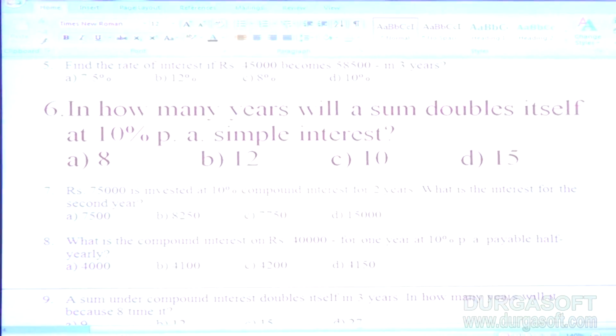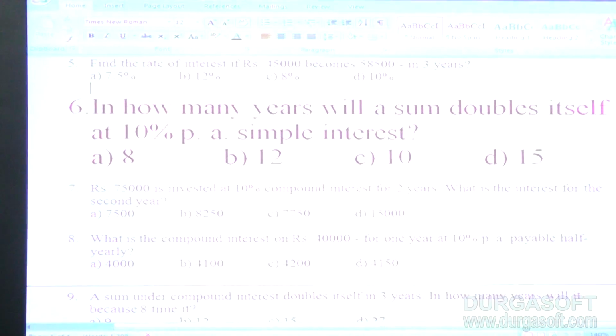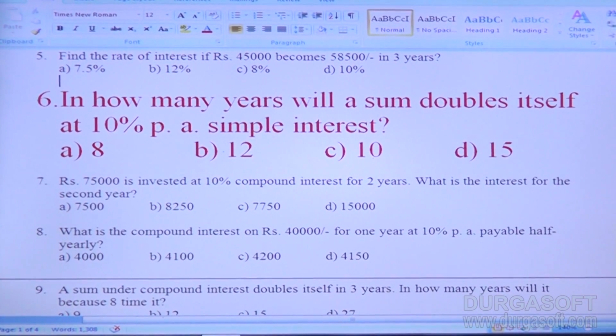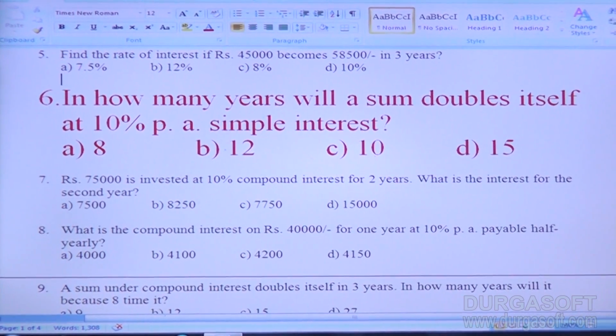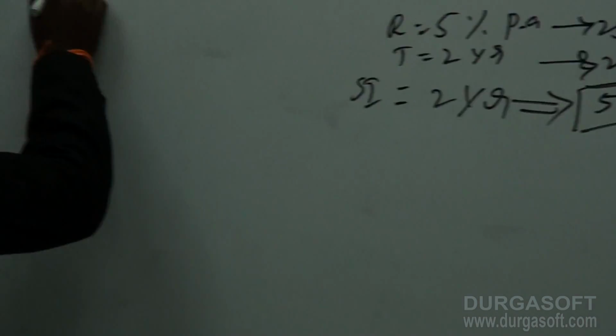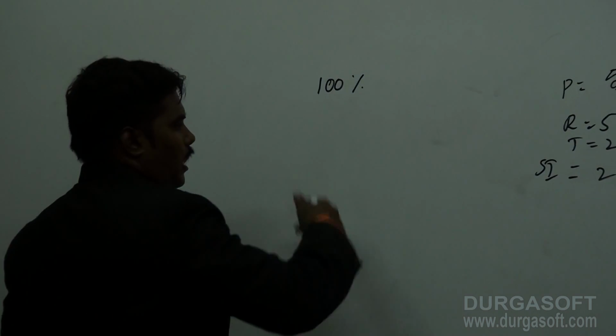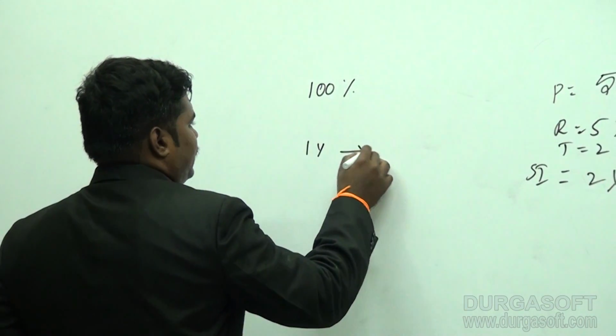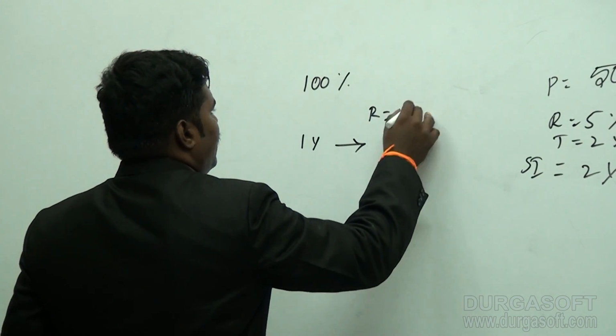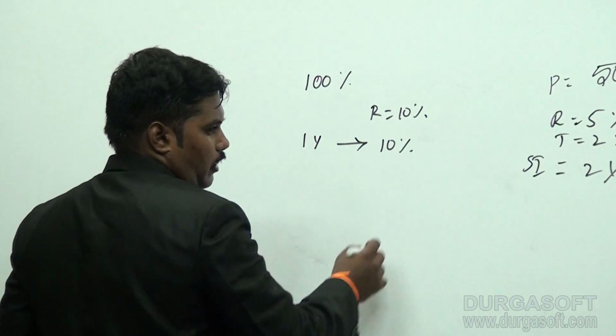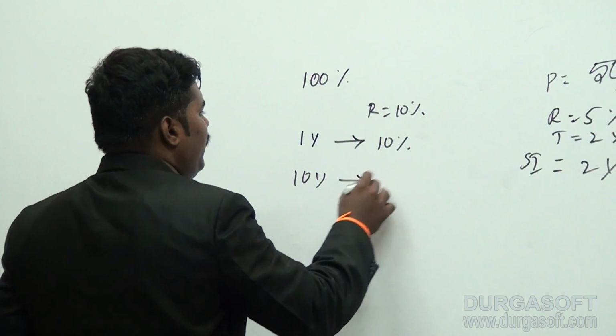In how many years will a sum double itself at 10% per annum in simple interest? At 10% per annum, suppose initially it is 100%. After 1 year, at the rate of 10% per annum, it will be 10% only. After 10 years it will be 100%.